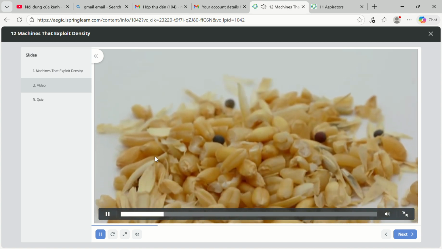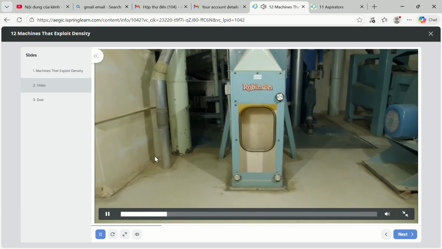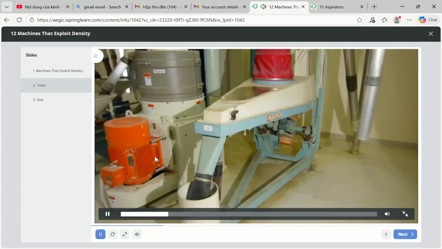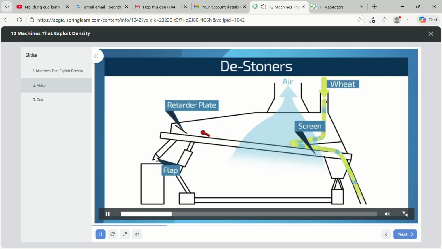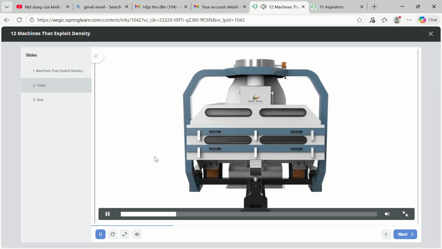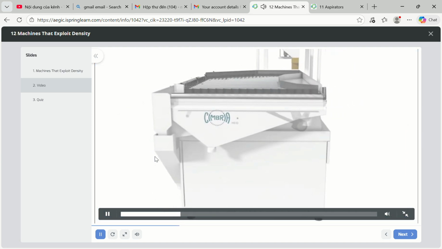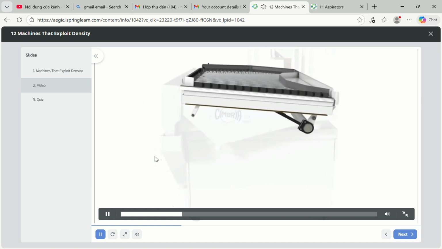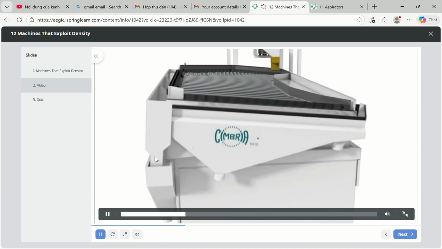Contaminants which are significantly different in density to wheat can often be removed using aspirators. Where these differences are less significant, more specialised machinery may be employed. This specialised machinery may come in various types, but some general principles apply to all. There will be a perforated screen. It will be on an angle. The screen is usually agitated.